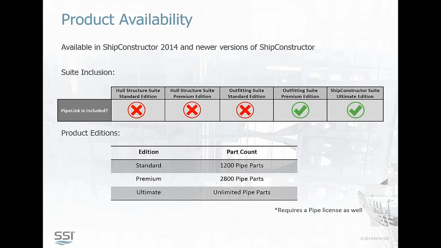In terms of product availability, PipeLink has been available since ShipConstructor 2014 and up. You saw today it was actually demonstrated up to 2015 R2, latest version, although there's not much difference between the 2014 and the 15 R2. In terms of its availability within suites, it's available in the Outfitting Suite, the Premium Edition, and the ShipConstructor Suite Ultimate Edition, or separately in the Standard, Premium, and Ultimate, depending on the parts there. It does require a pipe license.